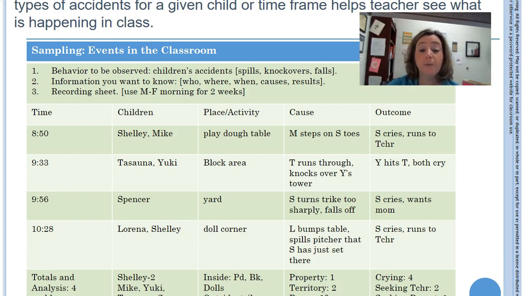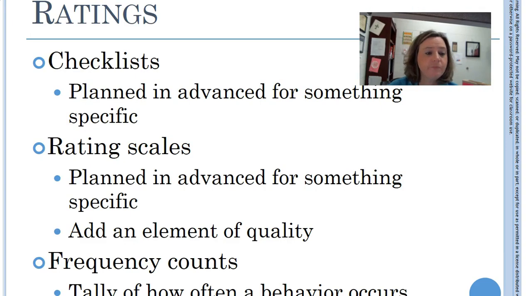But what I will tell you about observation is the biggest thing is documentation. That is going to be your best friend, because this is your way of proving what it is that you are saying to parents. Because if you don't have something to back it up, even if their child is not the angel that they think they are, the parents are always going to defend their child. So having these types of observations can be really handy.